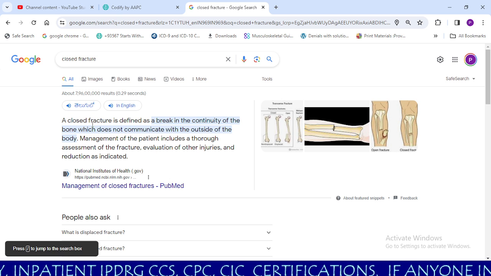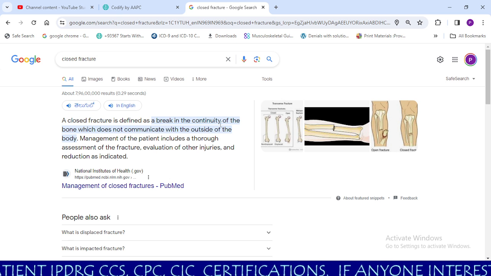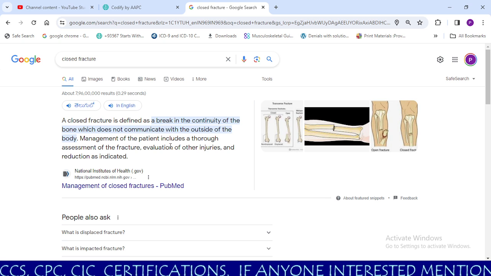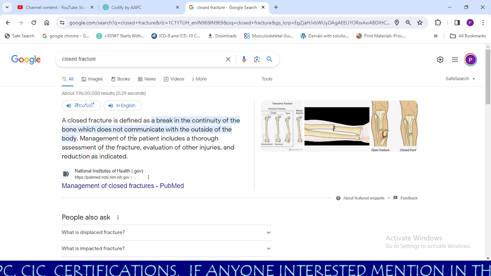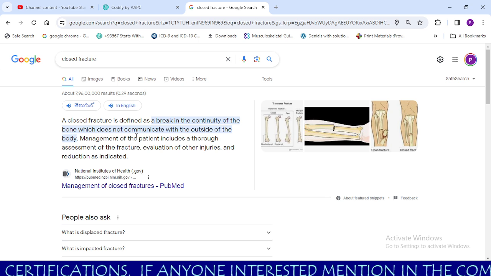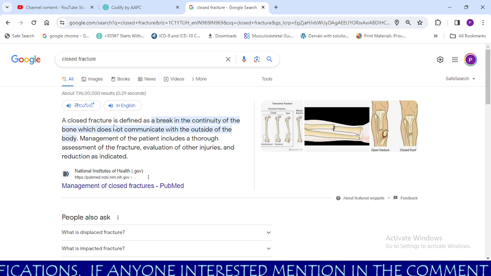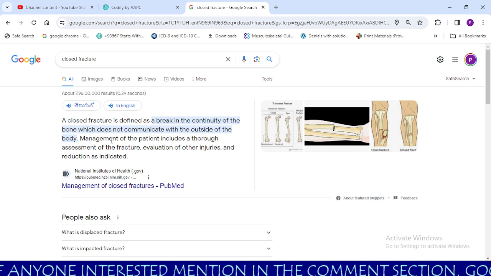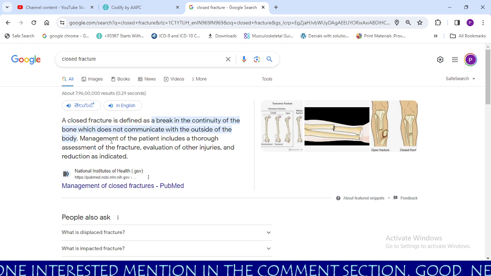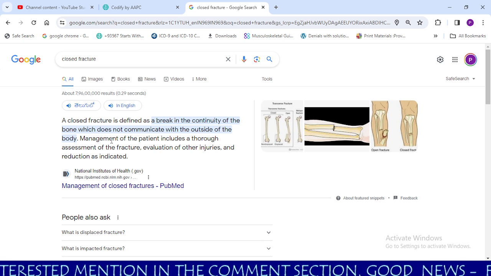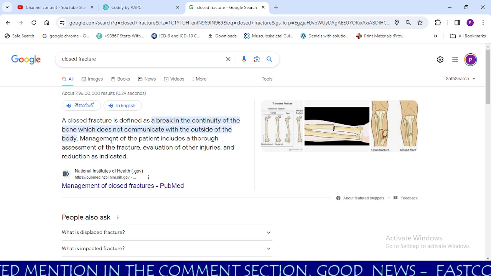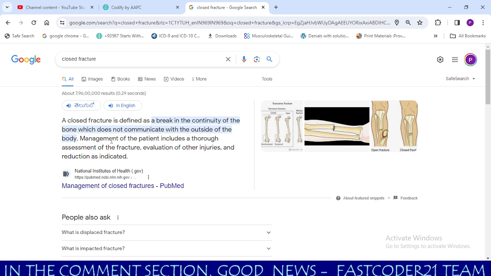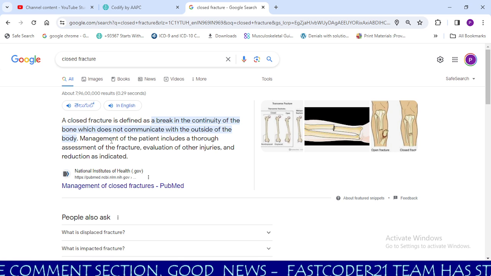If you see here, a closed fracture is defined as a break in the continuity of the bone which does not communicate with the outside of the body. So basically in closed fractures, you will not see the bone outside. What they are telling here is that for closed fractures also, based on the complexity of the fracture, the physician will perform open treatment of the fracture. For example, the patient has an open fracture. Even though the patient has an open fracture, based on the fracture type, the physician will perform closed treatment.